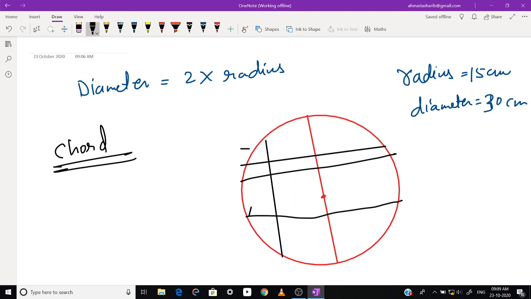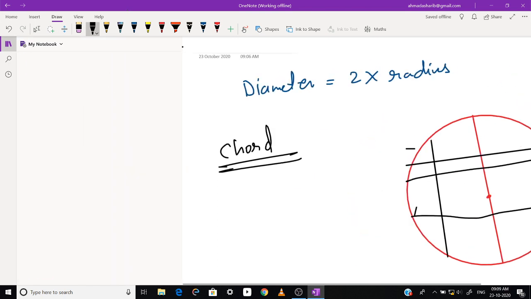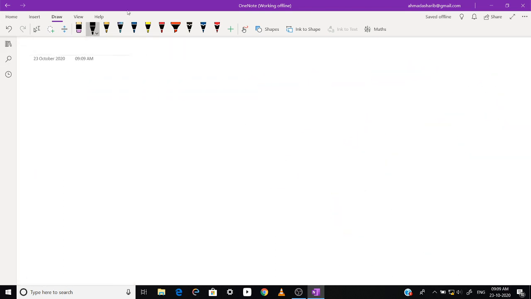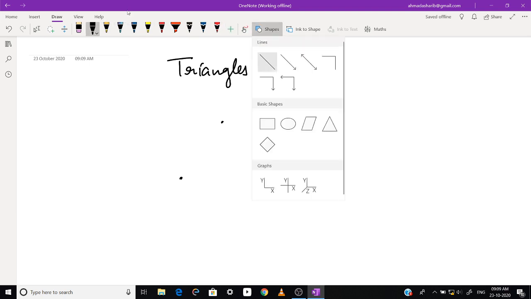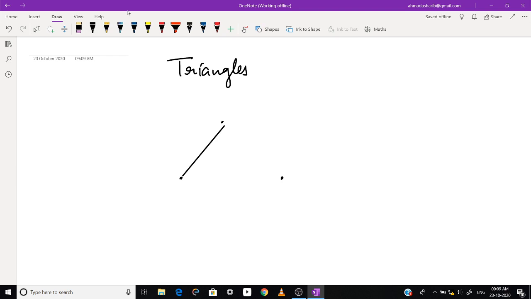Okay, now let us talk about triangles. So the next topic is triangles. A triangle is a polygon which has three sides, which has three straight lines. A triangle can be formed by joining three non-collinear points. So suppose you have 3 points and they are non-collinear, meaning they don't lie on the same line. If you join these 3 points with each other like this, you will get a figure which is called a triangle.